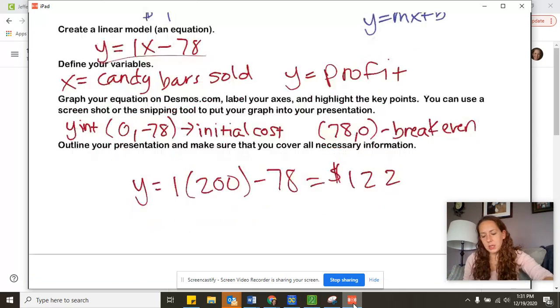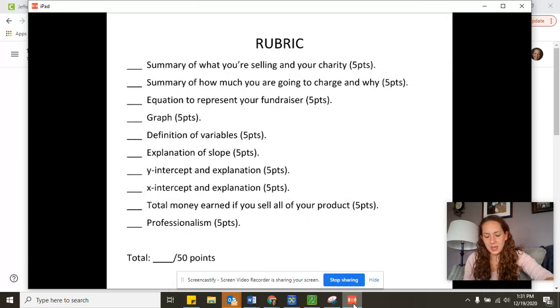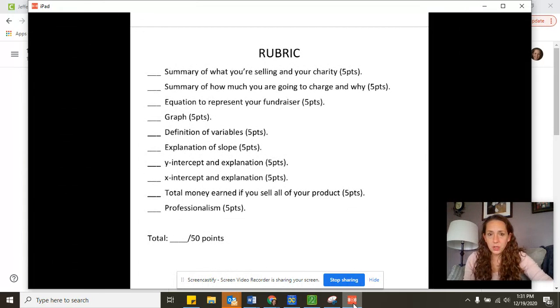So anyway, just so you know, there's a rubric at the end that tells you how much each thing is worth. First you have to summarize your charity and what you're selling, how much you're going to charge and why. That's where you justify it with how much it's going to cost you to buy them. And then you basically have to include your equation, your graph, defining the variables, explanation of slope, both intercepts, how much money you would earn.